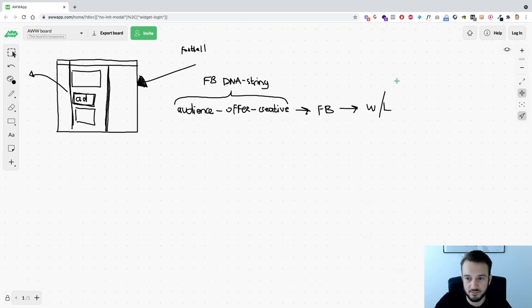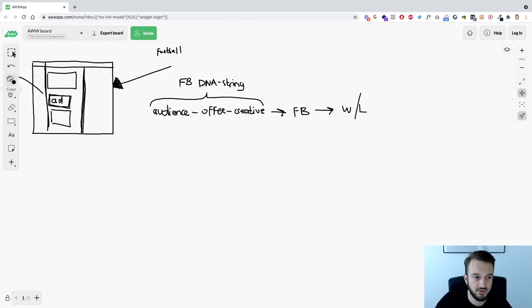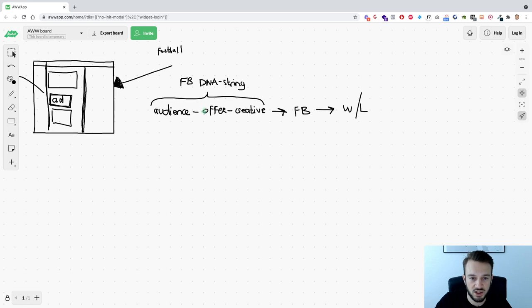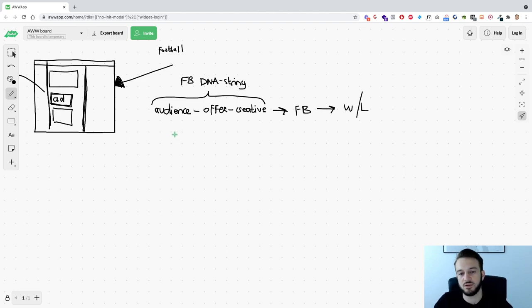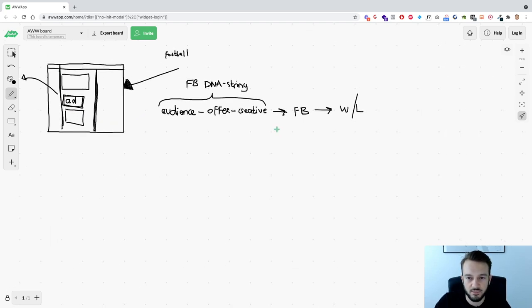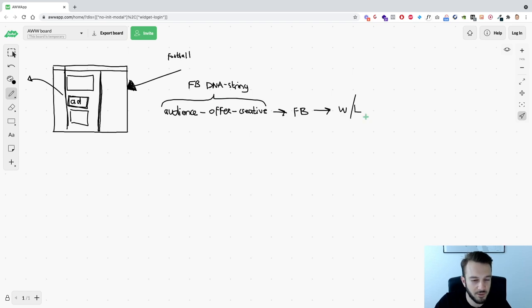If you win the bid, so if Facebook thinks, okay, this is a quality advertisement, you're targeting the right audience, the offer is okay, it's compliant with advertising policies, and the creative also has a high engagement rate and so on, then Facebook will allow you to win that bid, your advertisement will show up on the newsfeed, and that is basically how you run Facebook ads.